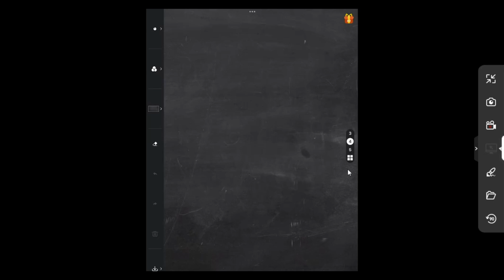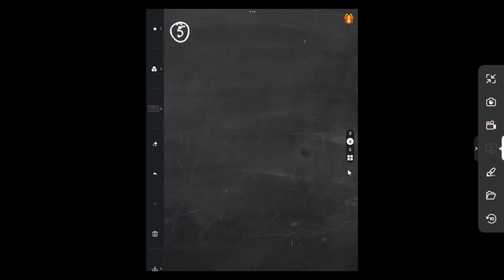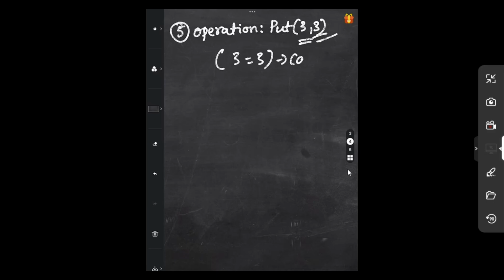So let's move on with the fifth step. The fifth one we have to consider is put of 3 comma 3, right? So we are adding the key value pair 3 comma 3 to the cache. We have to add this one to the cache: 3 equals 3.